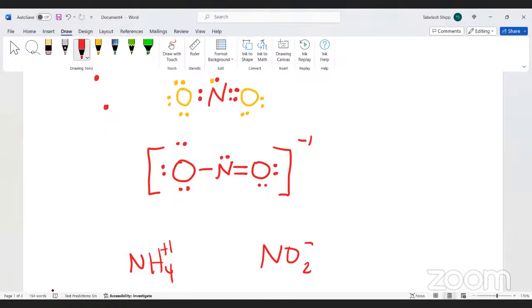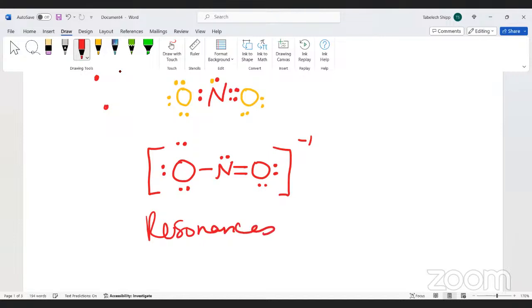But now let me also say this too. We need to determine the shape of our formula right here, okay? So let's look at how many bonds we have attached. Oh, and by the way, resonance. Resonance means how many times can I move my double bond when it comes to oxygen and oxygen only? There are two resonance structures here.